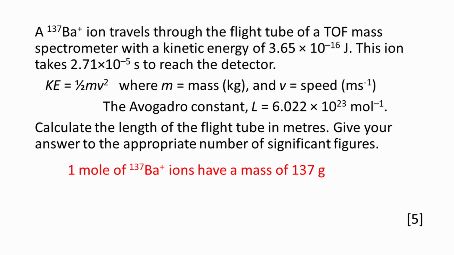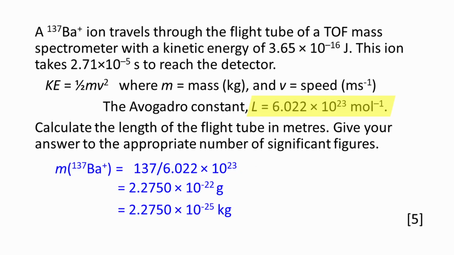1 mole of barium-137 plus ions will have a mass of 137 grams. To find the mass of a single barium-137 ion, divide by Avogadro's number. This is given in the question. To convert from grams to kilograms, divide by 1000. The mass of a single barium-137 ion works out to be 2.2750 times 10 to the minus 25 kilograms. I have recorded a mass of 5 significant figures to avoid rounding errors in the final answer.